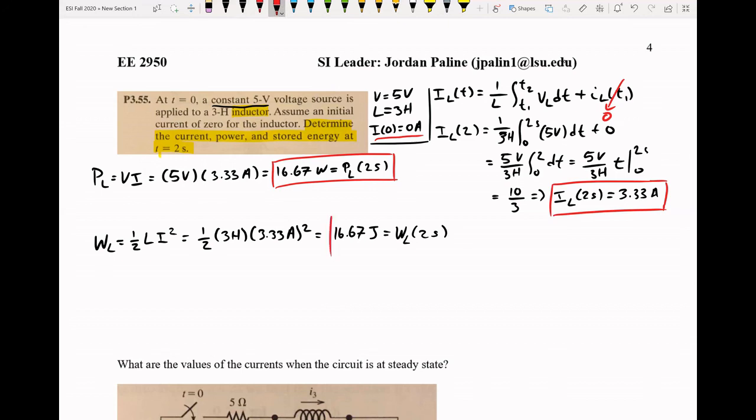Okay, and there we go. So just pretty straightforward problems, just plugging and chugging, seeing what you know, what you don't know from the problem statement.